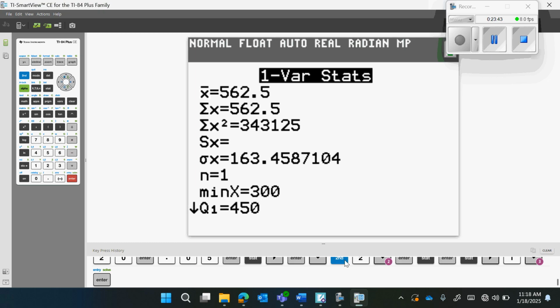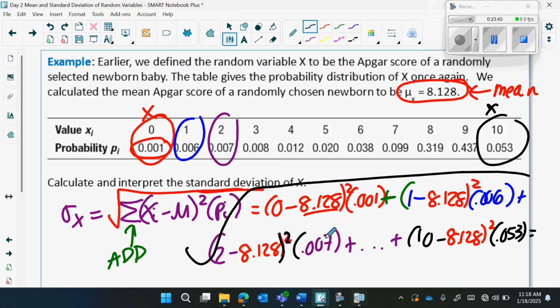Okay, so now what I want you guys to do is I want you to do this for this APGAR question. So I want you to put in L1 your X values here, and in L2 put in your probabilities, and I want you to run the 1 var stat and find the standard deviation for this, and then we'll interpret it, and then we'll be done.